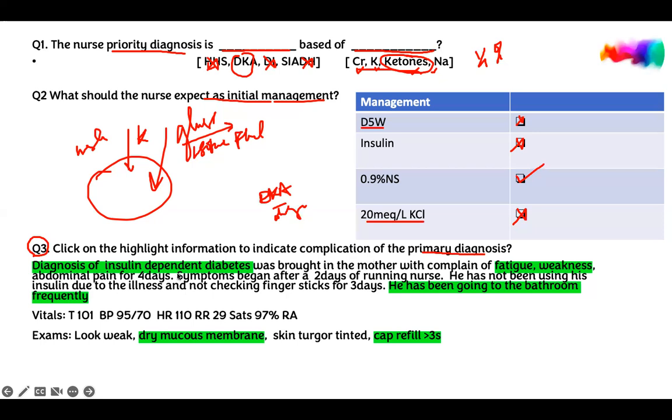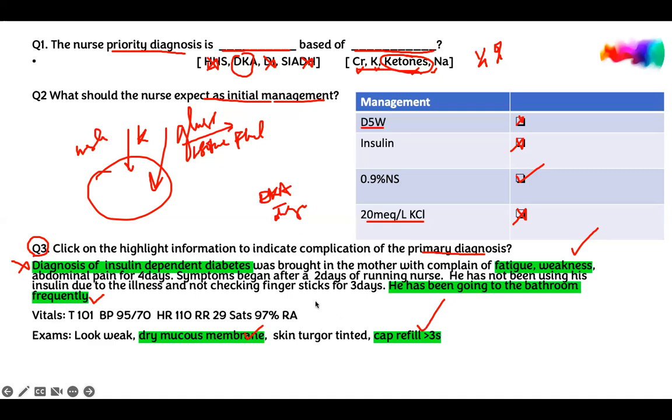So diagnosis of insulin dependent diabetes, no, it's not a complication. So this is not it. Fatigue, weakness, yes. So this is a complication. He has been going to the bathroom frequently. Yeah, he's peeing a lot. Dehydration. Okay. Dry mucous membrane. Good. And a capillary refill greater than 3 seconds. Good. So that's dehydration. So it's the same thing.